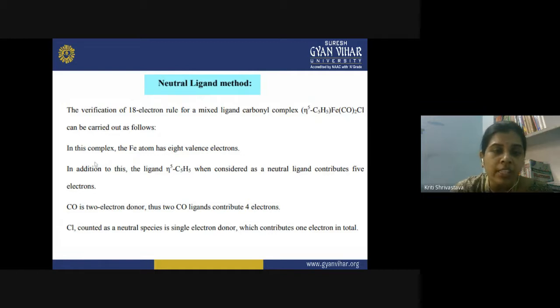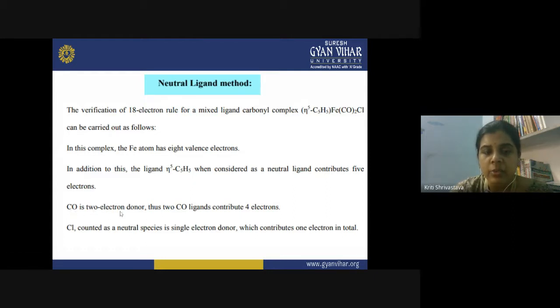So in this complex, first of all, what will we take? We will take the valence electrons of the iron atom. So we know that it has the configuration 3d6 4s2. So a total of 8 valence electrons are present and the iron atom is neutral, right? Now the ligand C5H5, that is cyclopentadienide, is also a neutral ligand and contributes 5 electrons.